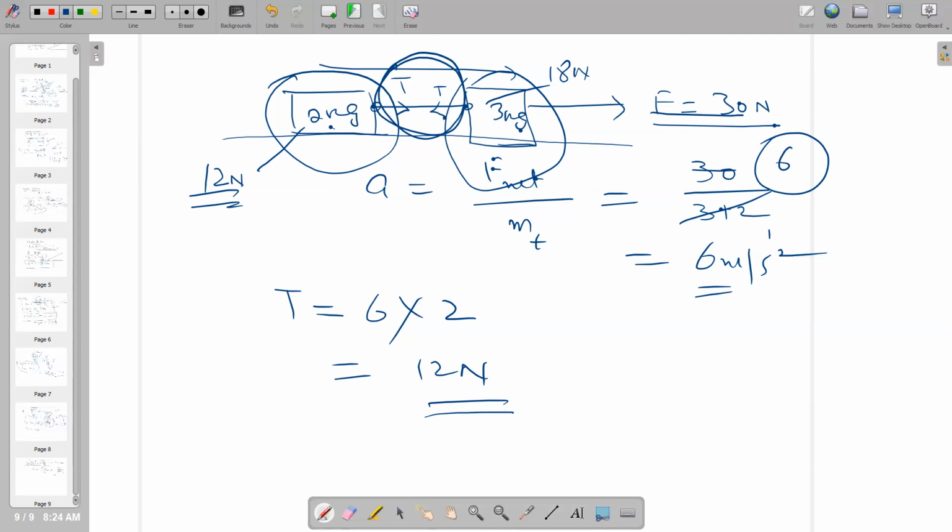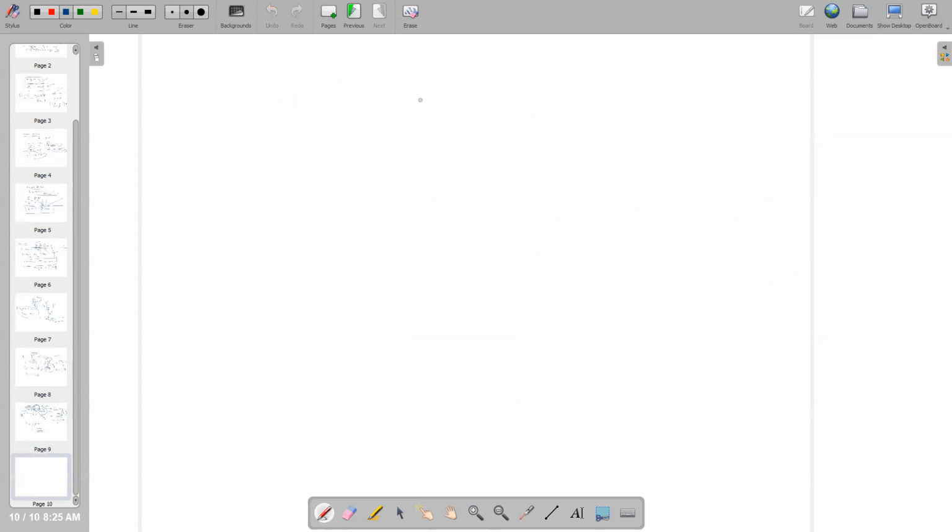This is the case of two blocks connected with the string. The tension will be the same. But if we have 3 blocks, then what will happen? Are you understanding or not? This is a little technical thing.